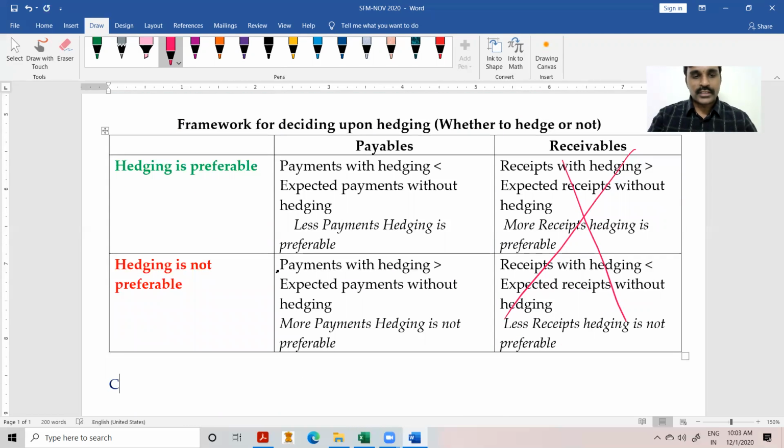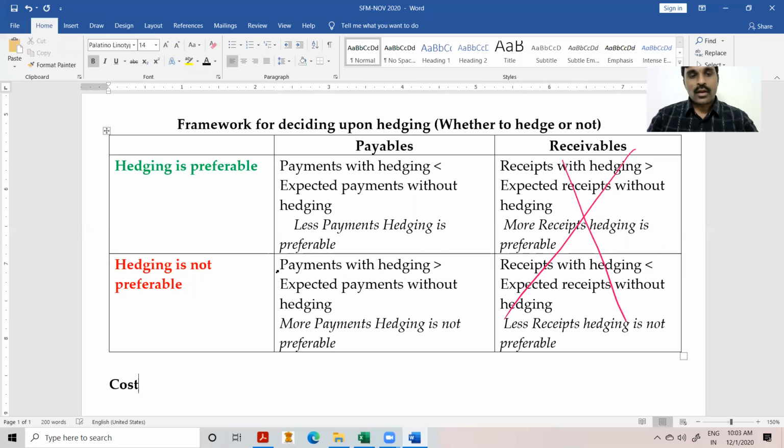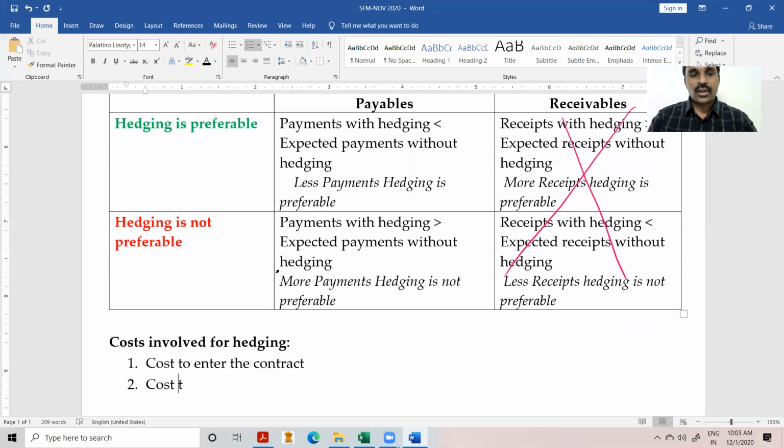First point, costs involved for hedging. The first cost is the cost to enter the contract. And the next cost is the cost to perform the contract. The cost to enter the contract is nothing but the premium at the rate of 1%. The cost to perform the contract is nothing but INR by USD 74.